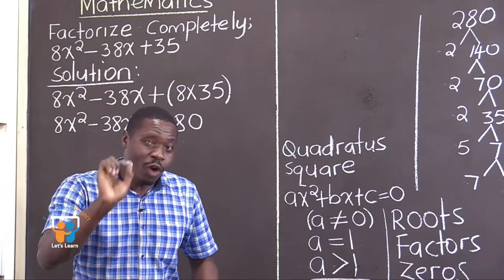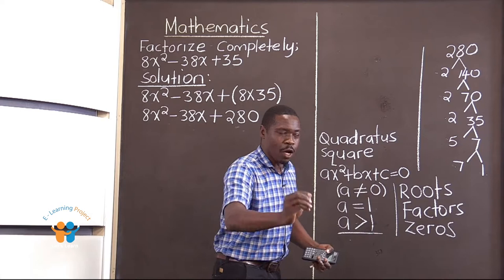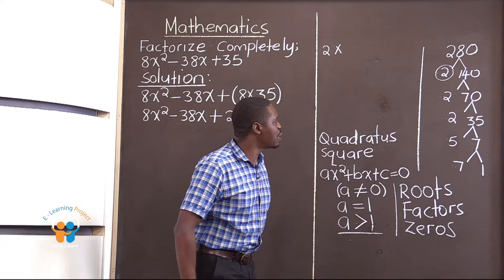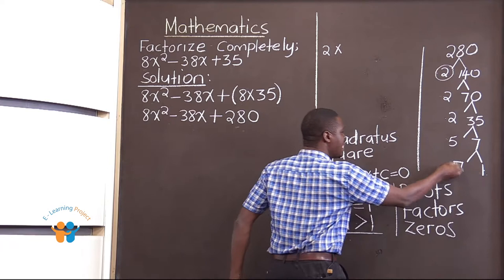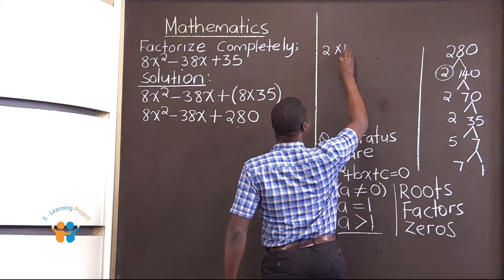We are not using crumb work. We are using trial and error. Now, if it is trial and error, what do we do? We are going to get the first 2 alone. When we get the first 2 alone, then we multiply the rest. How do we multiply the rest? We are going to have a 7 times a 1, which is a 7. A 7 times a 5, which is a 35. A 35 times a 2, which is a 70. A 70 times a 2, a 140. Which means we are going to have 140 there.